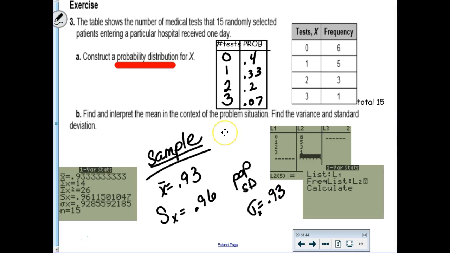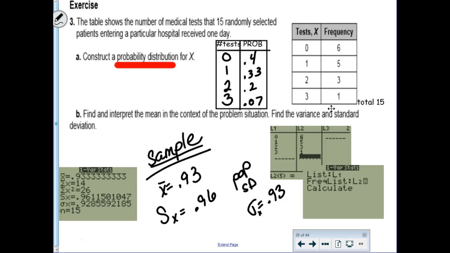And then as far as interpreting for us, it's really just writing down those clues in words. So the sample mean, according to this sample, the average number of medical tests that a patient had at this hospital was about 0.93 tests, which for a normal human, we'd call 1, with a standard deviation of about 1 as well. So you're going to have 1 test today, give or take 1 test, is what that's saying. Except for that lucky ducky who had 3 tests. Must be his birthday or something.